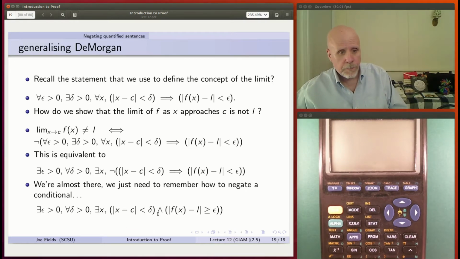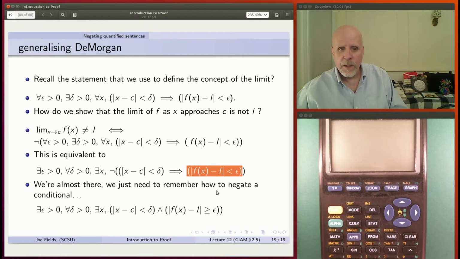So here it is. Absolute value of x minus c less than delta, same thing as saying x is delta close to c. That's A, so it goes down here directly. The other one needs to be negated. What is the negation of that piece? That is saying f of x is epsilon close to L.